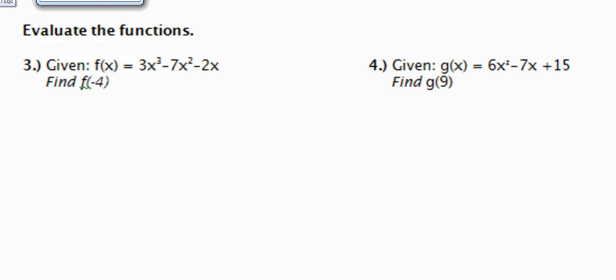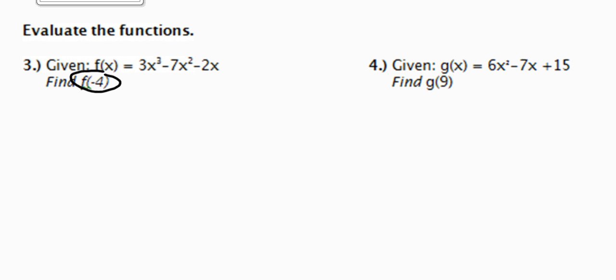Last thing we want to talk about in lesson 2.1 for today is how to evaluate functions. We learned back in chapter 1 that evaluating typically means that we're going to take some sort of value, substitute it into the problem that we've been given for the given variable. So starting first with my function f of x equals 3x to the third minus 7x squared minus 2x, and we've been asked to find f of negative 4.